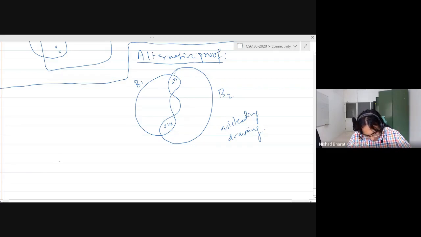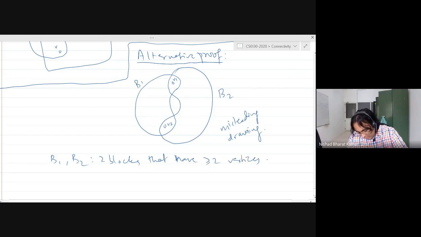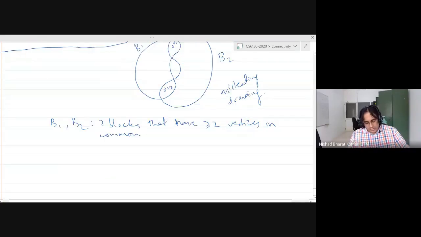So B1 and B2 are two blocks that have at least two vertices in common. Okay? Good. So what we will prove is, we will actually contradict the maximality.